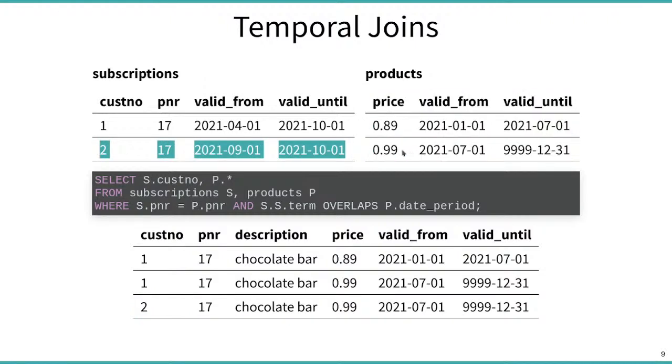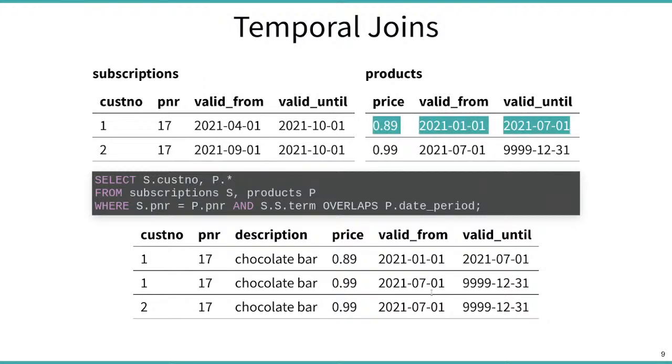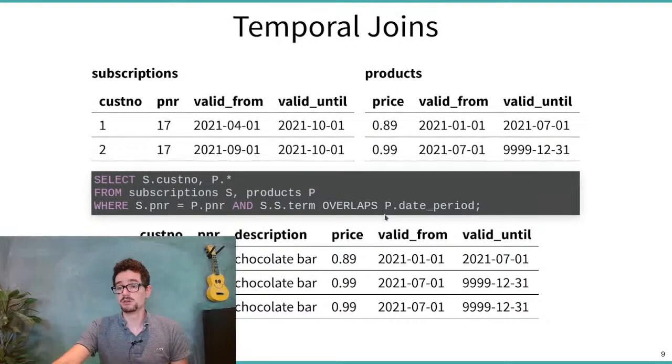Yeah, and customer number 2 does not find the join partner with the 89 cents, because customer number 2 started the subscription after the price change, so it does not find this row here as a join partner. And that's a temporal join. We include predicates on the time intervals in the join predicate.